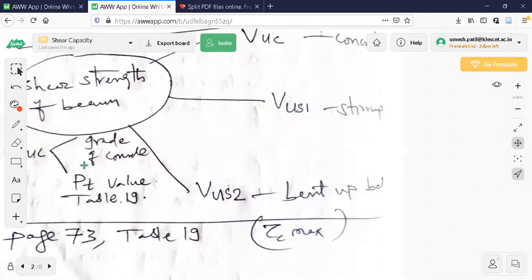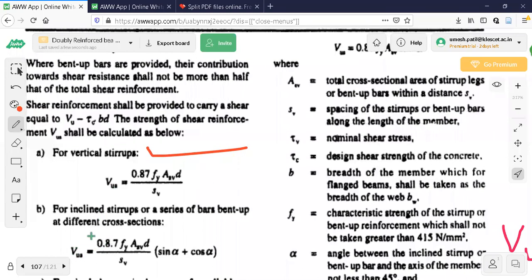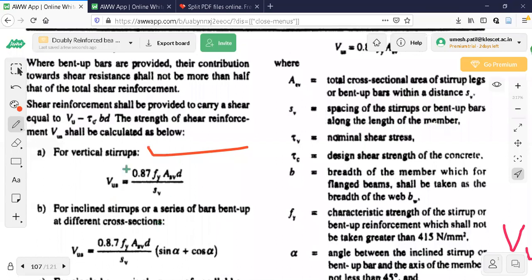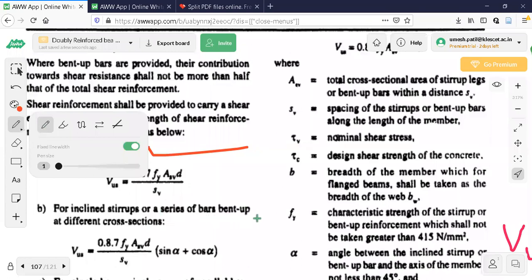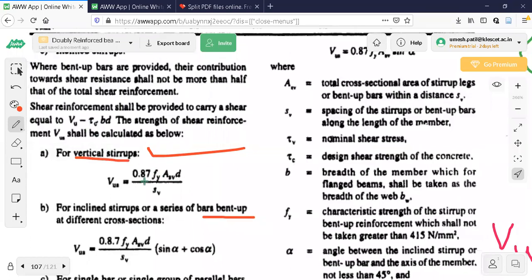Don't worry about inclined stirrups. For vertical stirrups, you look at initially. Inclined stirrups are very rarely used. Look at this one. Simply use this formula. What is this formula? Observe here. VUS. Actually, this is VUS1. This is VUS2 actually, as per my notes that I have given, because one is related to bent up bars, and one more is vertical stirrups. See this one here, this is bent up bars. This is vertical stirrups. I already told you how to find out VUC, then VUS1, VUS2 I am looking at.